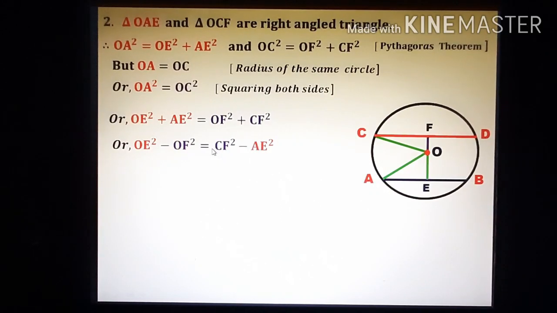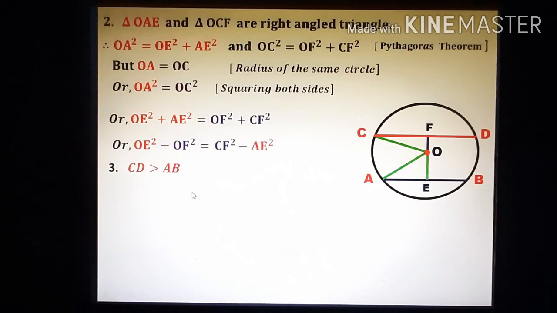My dear, why am I changing these types of lines? Because you see, OE and OF are the distances between two chords. And these two distances I have written on one side, and CF square minus AE square, these are the chord side. I have separated chord on the right side and distance on the left side. Okay. Now what will we do?